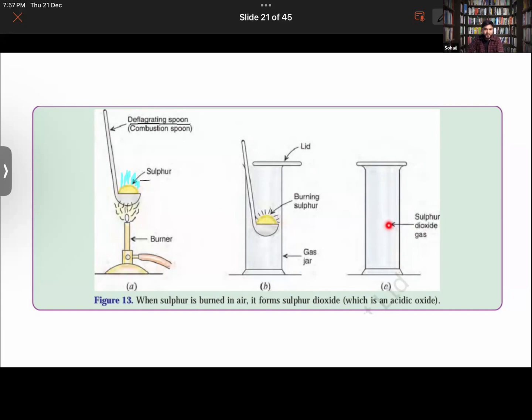So far, is anyone having issue in this? Please do let me know. Okay, now we have stored some sulfur dioxide gas in this glass jar. Now what will we do? We will open this lid slightly. थोड़ा सा इसे open हम करेंगे. Now we will fill this glass jar with some water.